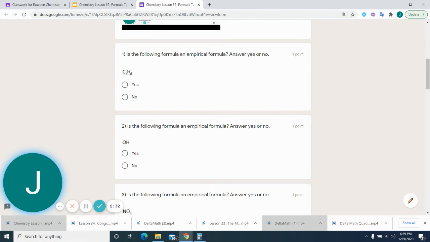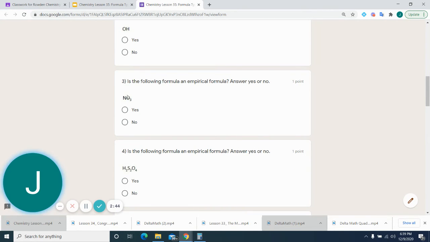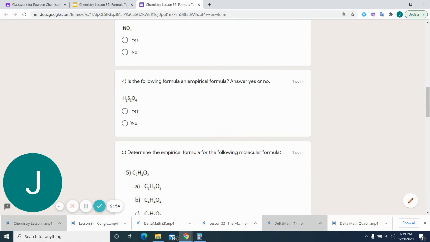Okay, do you think this is an empirical formula? The answer is no. That could both be reduced by 2. It should be CH2 would be the empirical of that. Number 2, is this reduced? Yes, absolutely. 1 and 1, you can't reduce that any further. Number 3, is this reduced? We have a 3, but only have 1. So no, it can't be reduced any further, so the answer is yes, it's empirical. So no, yes, yes.